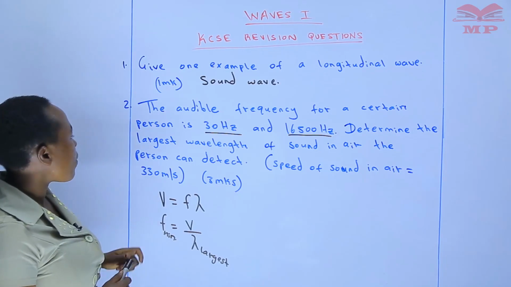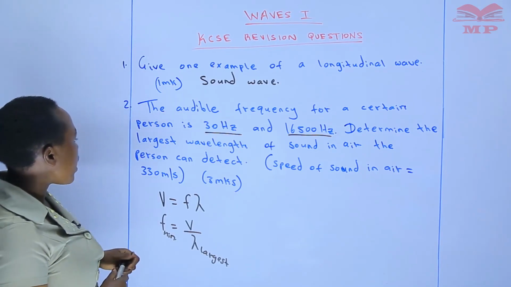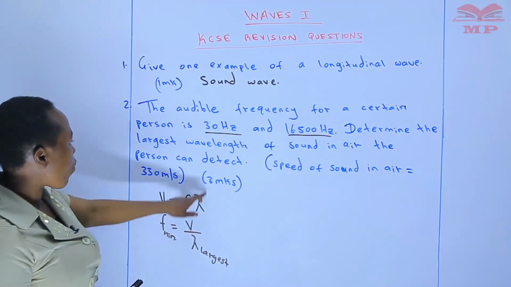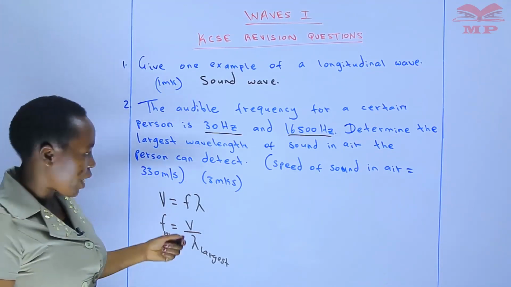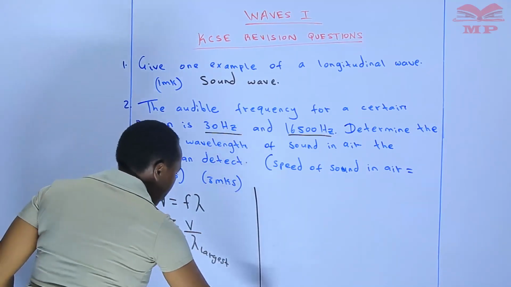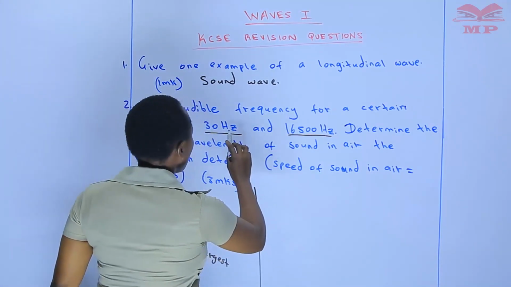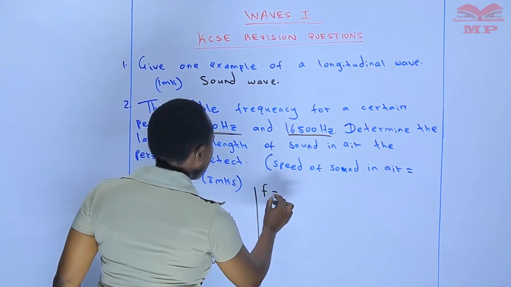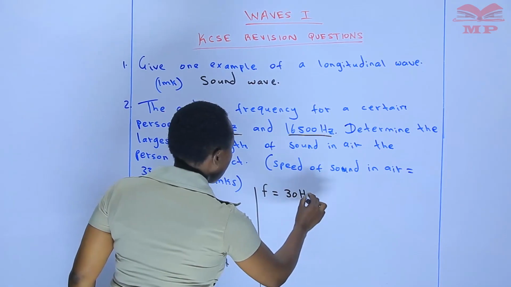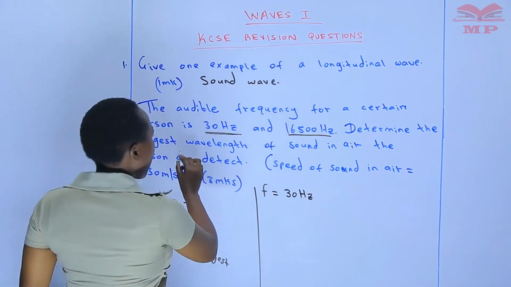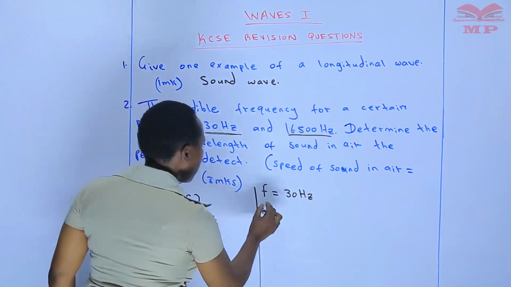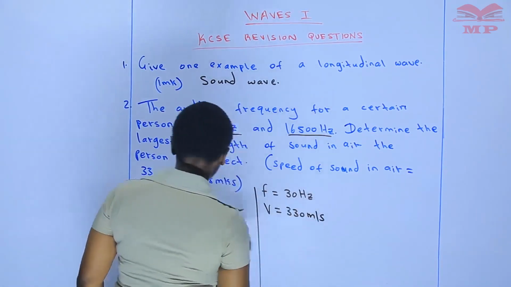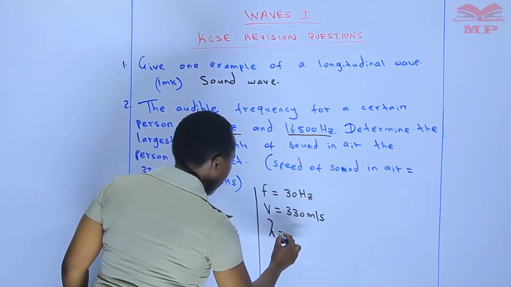So we are told to determine the largest wavelength of sound in air the person can detect. So the largest wavelength will be when the frequency is smallest. So we simply apply the wave equation. So we are going to use the smallest frequency here. So our frequency, we are going to use it as 30 Hertz. Then we are told that the speed of sound, V, is 330 meters per second. So we want to get the wavelength.